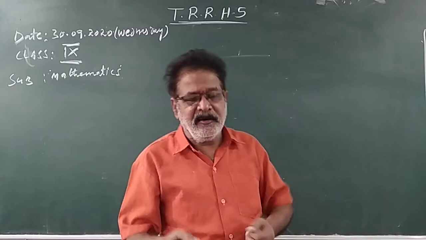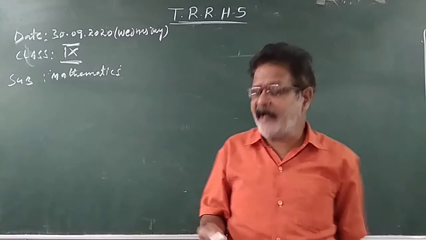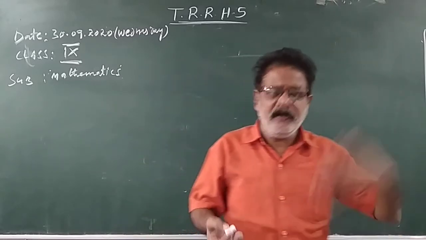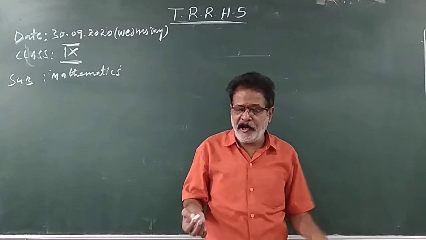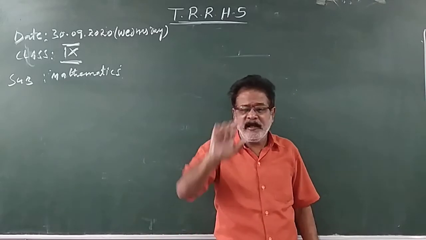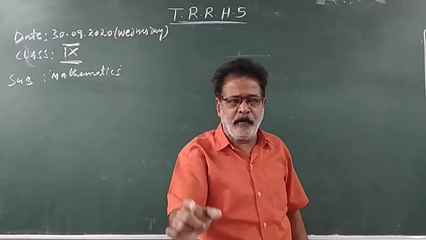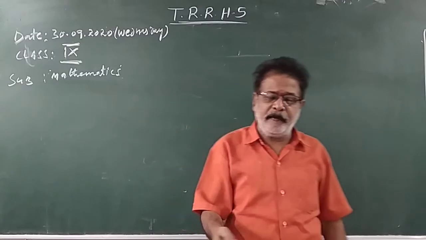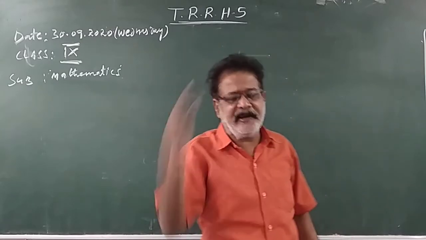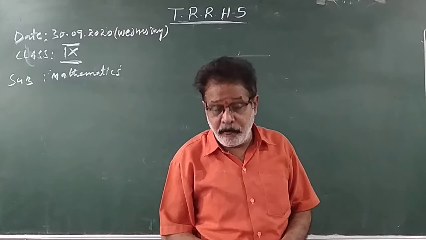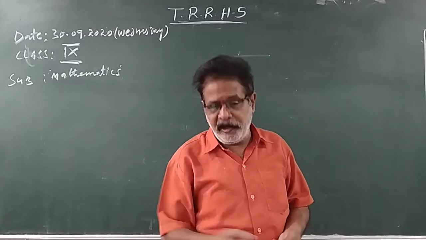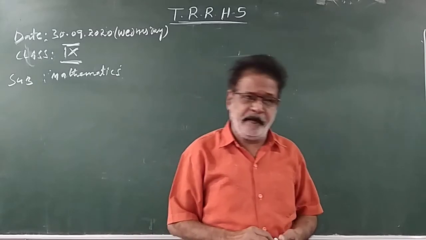Types of polynomials with respect to the number of terms. Already I discussed monomial, binomial, trinomial, multinomial. Monomial: an algebraic expression having a single term is called a monomial. Two terms is called a binomial. An algebraic expression having three terms is called a trinomial. More than three terms is a multinomial.